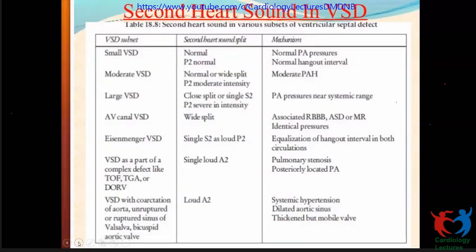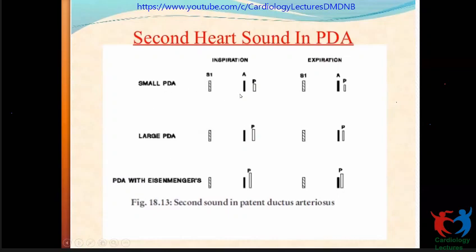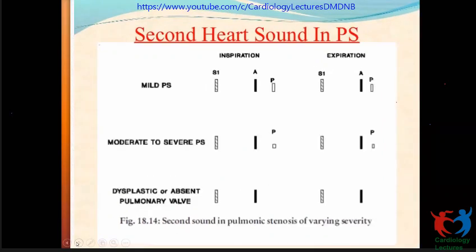In VSD, we discussed this, also important. Remember the changes. Invariably it occurs because of early A2, but P2 tends to be louder because the PA pressure goes up. So in small ASD or VSD, nothing happened. The larger the VSD, the more the PA pressure, and the P2 component becomes louder. And in Eisenmenger, it actually becomes single. PDA is important. Small PDA, nothing. Large PDA, paradoxical. PDA Eisenmenger, narrow split. That is classical.